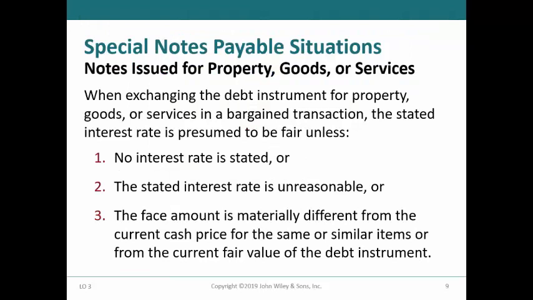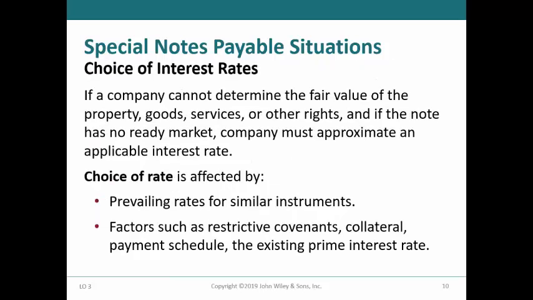Companies frequently issue notes for property, goods, and services that they receive. Interest may be imputed when notes do not bear interest, or the interest rate stated is unreasonable, or the face amount of the note is materially different from the current cash price for the same or similar item. If the company cannot determine what the fair value of the property, goods, services, or other rights are, and if the note does not have a ready market, then it may be necessary to impute an interest rate on the note.